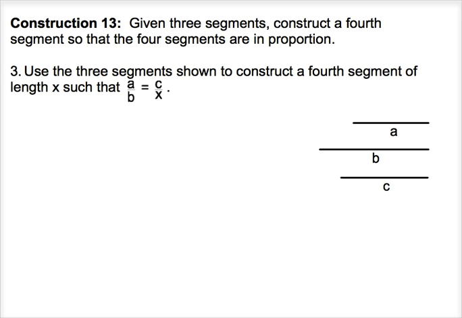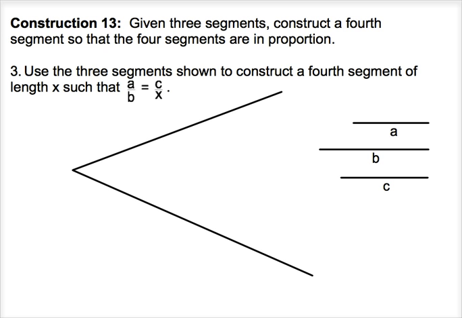Okay, construction 13. Given 3 segments, construct a 4th segment so that the 4 segments are in proportion. Use the 3 segments shown to construct a 4th segment of length x such that in the proportion a over b equals c over x. To start this one off, the first thing I do is I just create an angle. Doesn't matter how big. And on one of the sides, I'm going to put a and b. And on the other side, I'm going to figure out c and eventually figure out x.